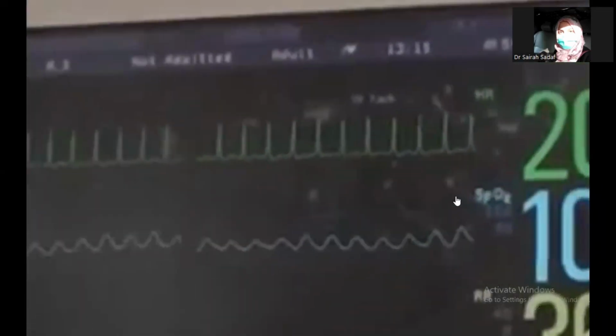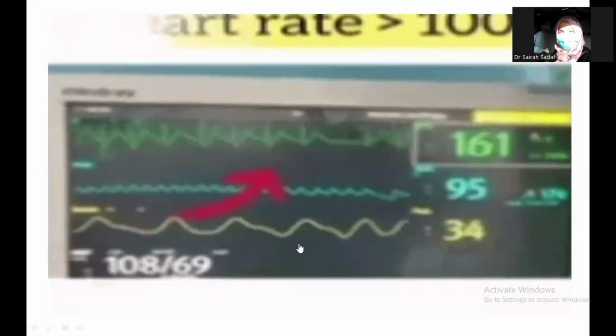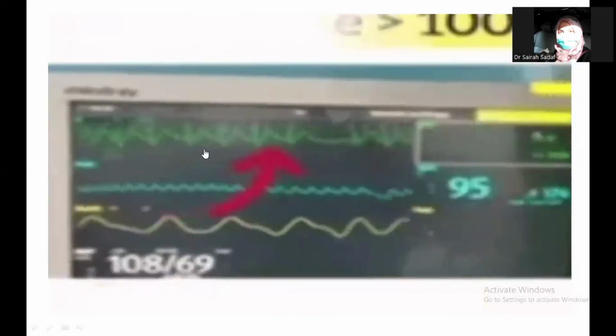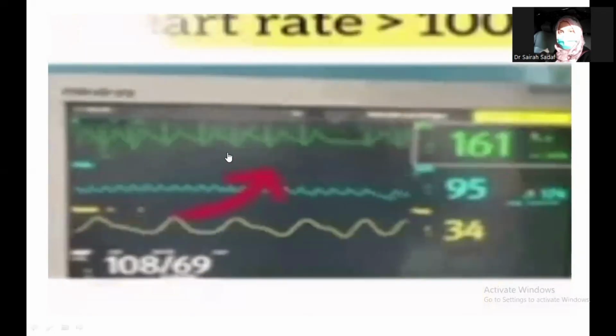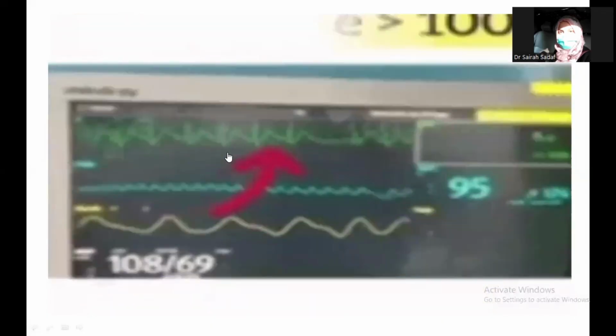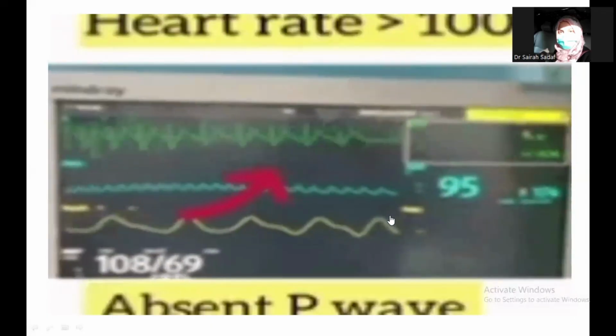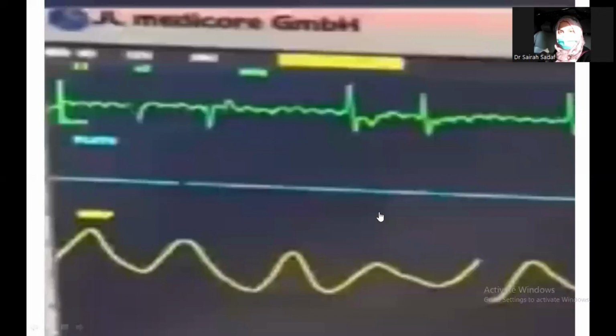All right, let's move to the next one. Yes, a very dim one, but can you comment on this one? Yes, Amna, this is SVT, or you can say it's a junctional rhythm, maybe junctional rhythm. This is SVT. Okay, next.